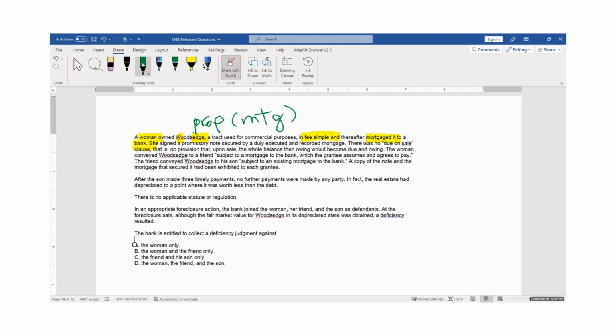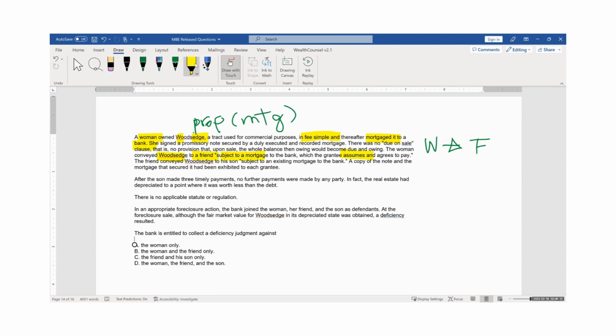The woman conveys Woodsage to a friend. Now you've got the conveyance to a friend. At this point, if you want to keep track, you can start doing something like this. Woman, and then to friend, subject to a mortgage to the bank, which the grantee assumes and agrees to pay. You've got two terms that are associated with mortgages: subject to a mortgage and assume.